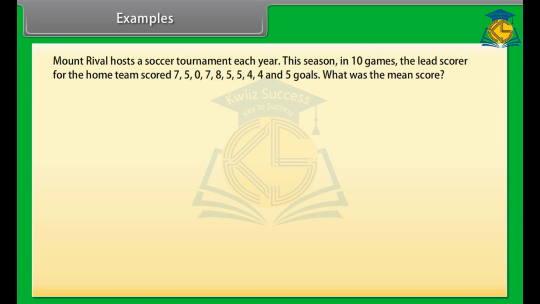This season, in 10 games, the lead score for the home team scored 7, 5, 0, 7, 8, 5, 5, 4, 4, and 5 goals. What was the mean score?